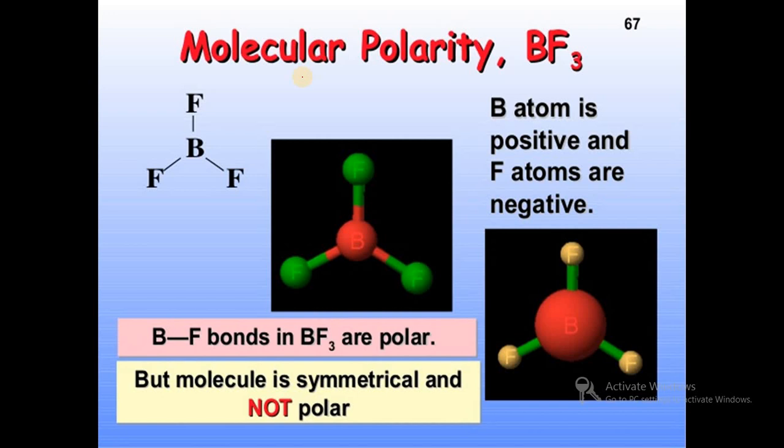Now the molecular polarity of BF3. In boron trifluoride, the boron atom is positive and the fluorine atoms are negative in nature. So the boron and fluorine bonds in BF3 are polar. The bonds are polar, but the molecule is symmetrical and therefore not polar.